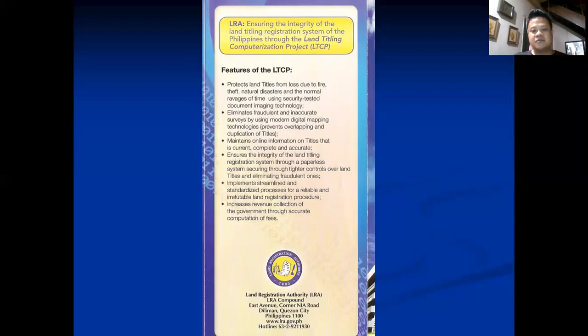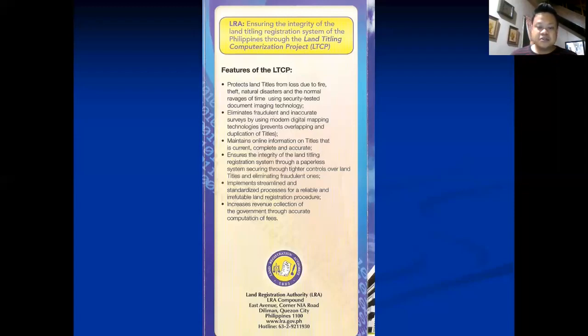Now, maintains online information on titles that is current, complete, and accurate. Ensures the integrity of the land titling registration system through a paperless system, securing through tighter controls over land titles and eliminating fraudulent ones. Well, of course, the mission here is to eliminate fraud. But of course, there are so many ways to commit fraud. But LARES, this system is trying its best. Implement streamlined and standardized procedure processes for reliable and irrefutable land registration procedure.